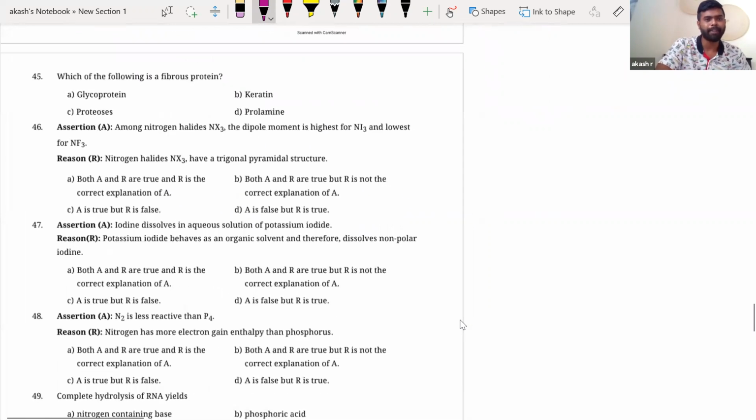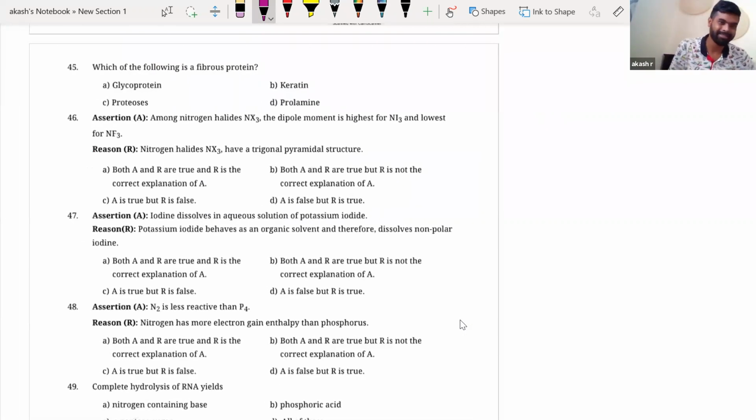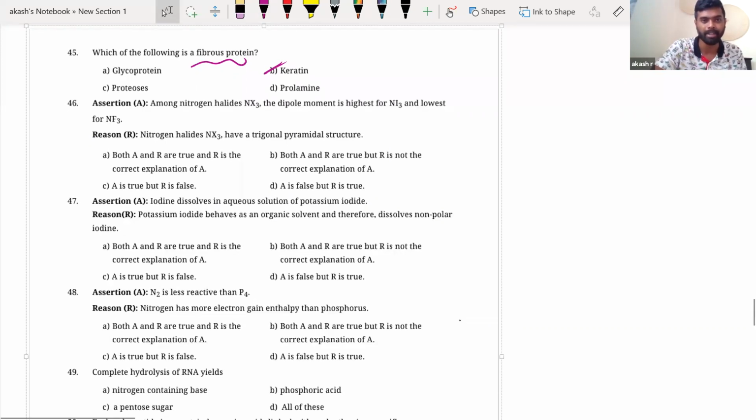Fine. Which of the following is a fibrous protein? Okay, again, fine. Fibrous protein would be, I think, not glycoprotein, not protease, keratin. Yeah, keratin is the fibrous protein. We don't have to go into the details. Okay, we don't have time for this, right? Just know this. Okay, fibrous protein is keratin.